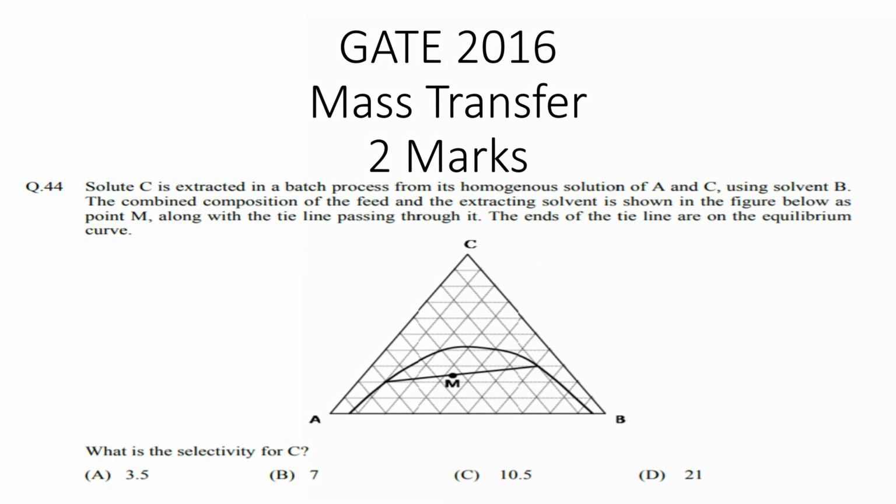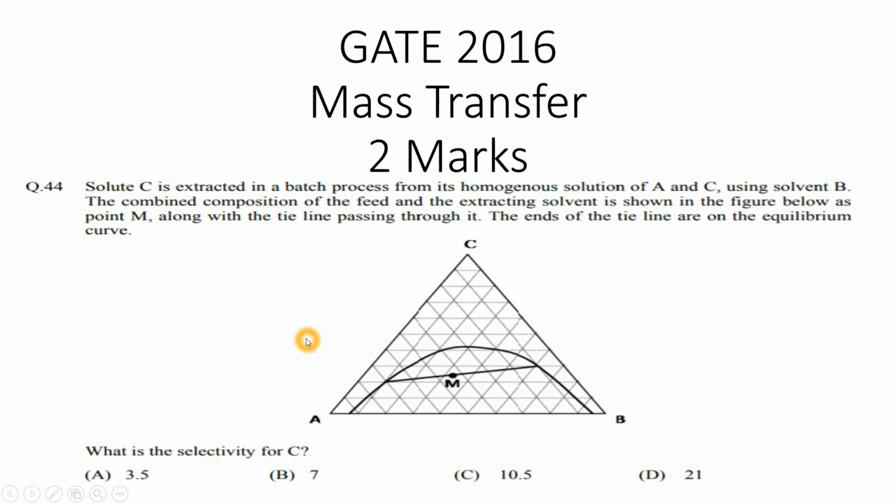Our next question is from GATE 2016 mass transfer for 2 marks. Solute C is extracted in a batch process from its homogeneous solution of A and C using solvent B. The combined composition of the feed and the extracting solvent is shown in the figure below as point M, along with the tie line passing through it. The ends of the tie line are on the equilibrium curve. What is the selectivity for C?